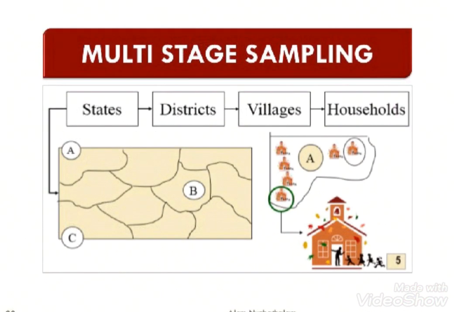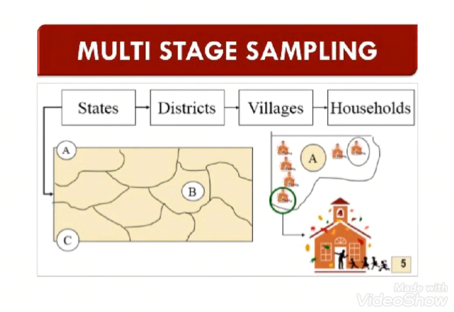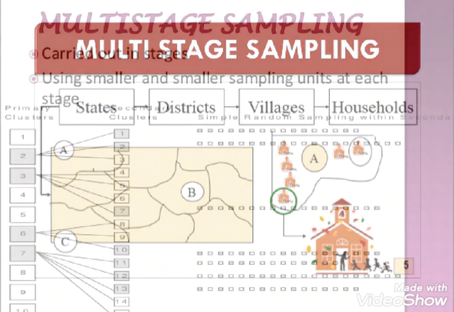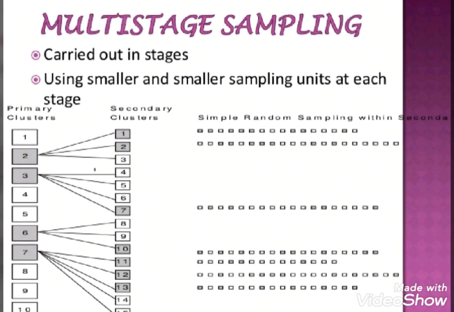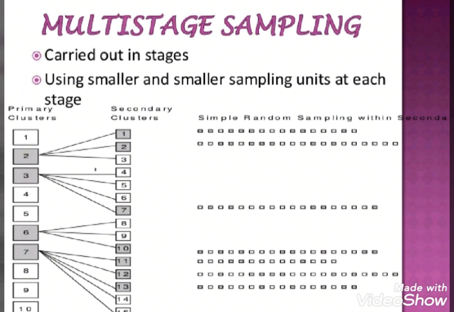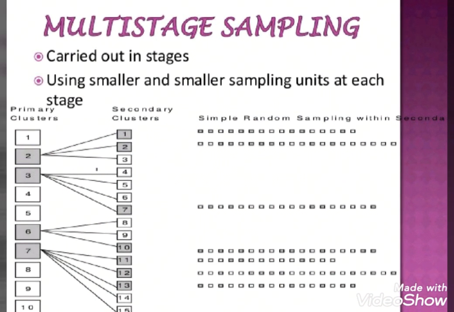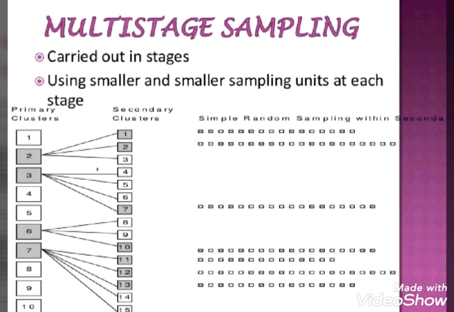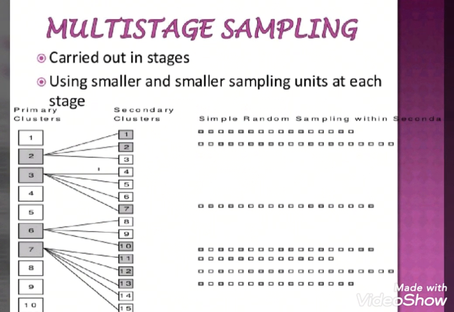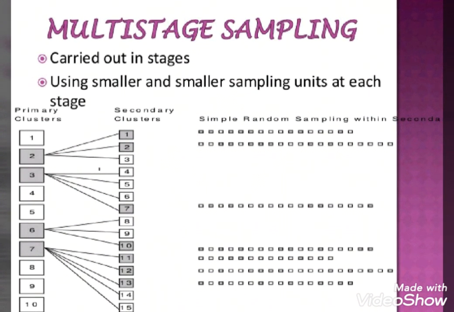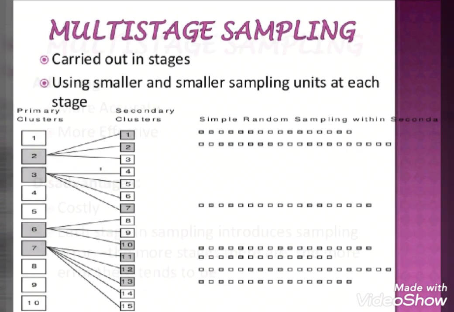Then we will go for multi-stage sampling, where you are moving from one level to another in a way that makes your samples convenient. It is carried out in stages, using smaller and smaller sampling units at each stage. So you are moving from small to larger. First it may be 2, then you will go for 4, then you will go for 8. So this is called multi-stage sampling, which helps you to easily calculate your research statistics.